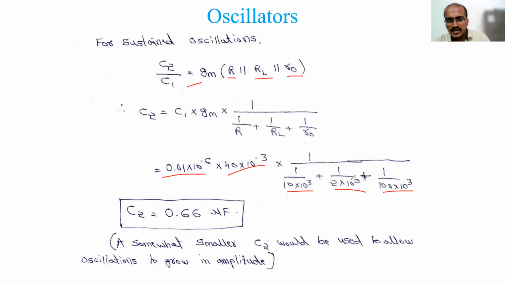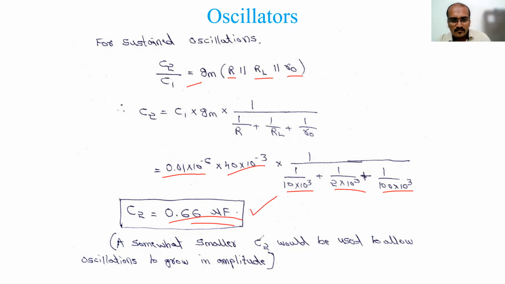Okay, so use the calculator starting from the right. Get this ratio, add all these three, then take 1 divided by the answer. So you'll get some answer. Then multiply with 40 milli and 0.01 micro, and you will get 0.655 something. So I have approximated it as 0.66 microfarad. Okay, so this is the answer for the calculation of C2.